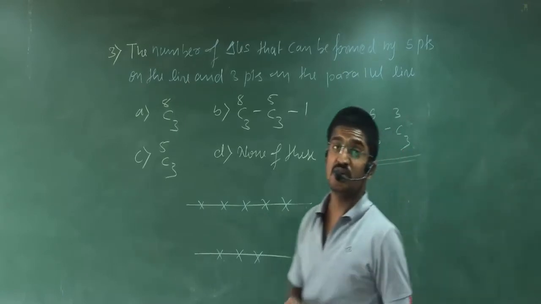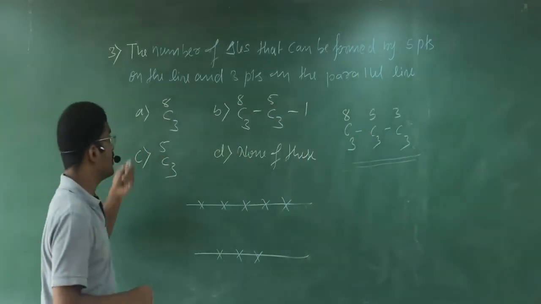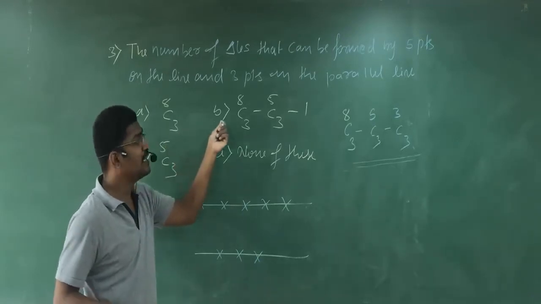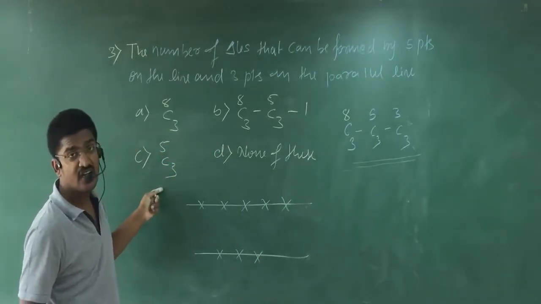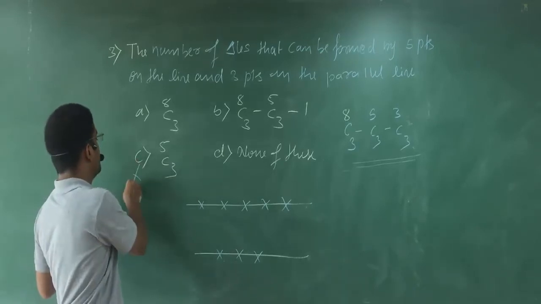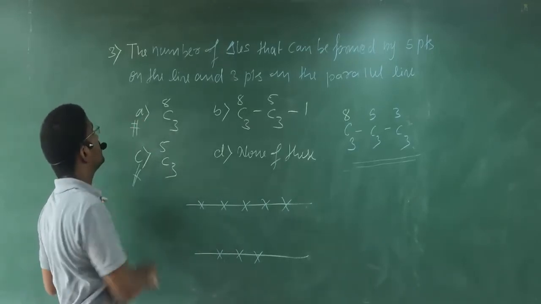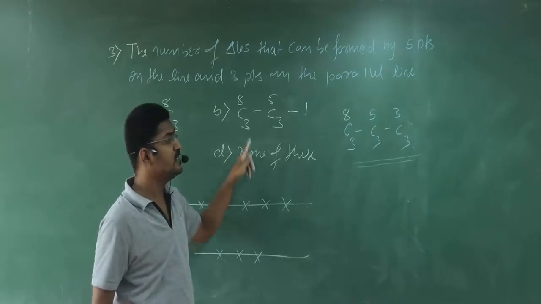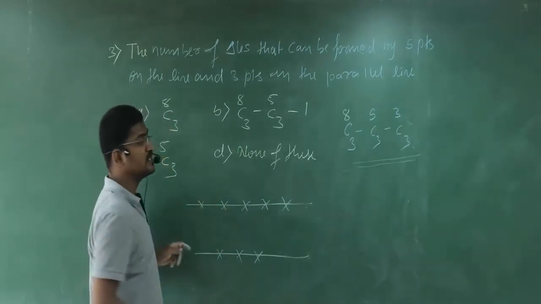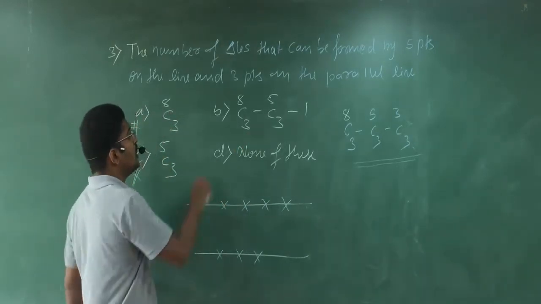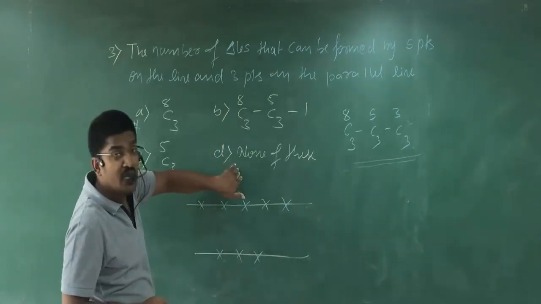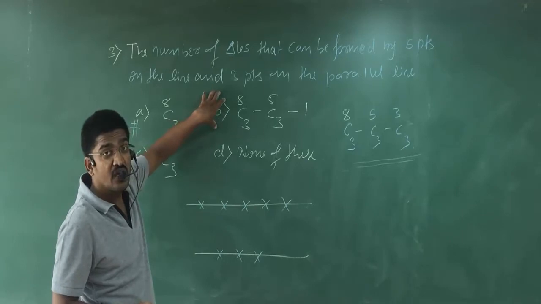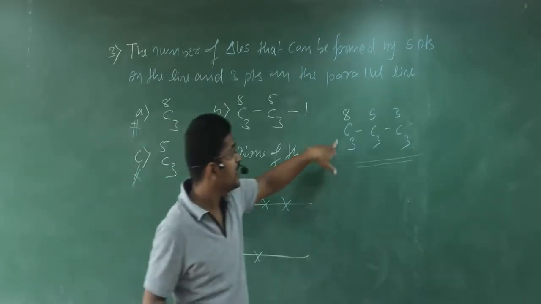See, which one is your answer? Is it A? No. Is it B? Let us see. It is B. Is it C? This can't be your answer. What about none of these, and the other two? I can't mark none of these. Either it must be B or it must be D. If D must be your answer, you should delete B. Clear?